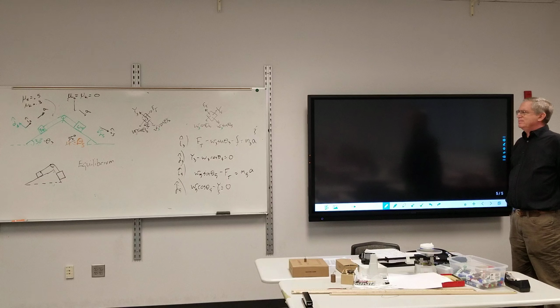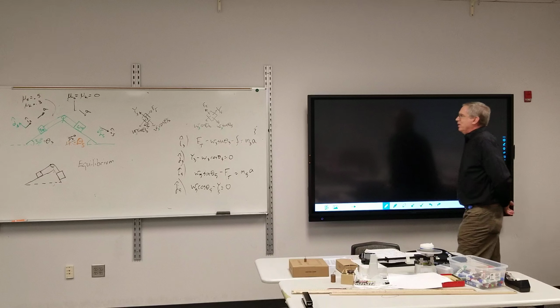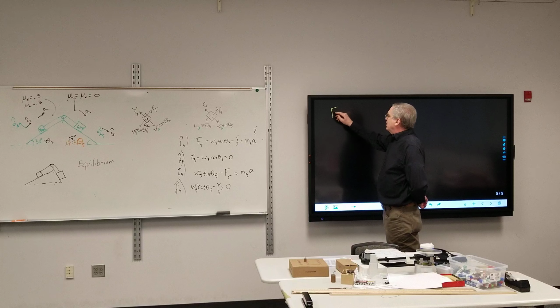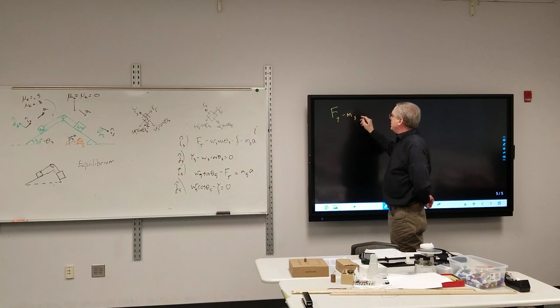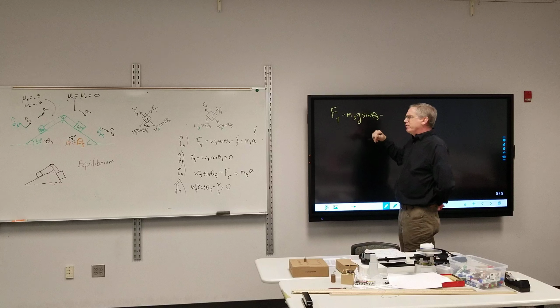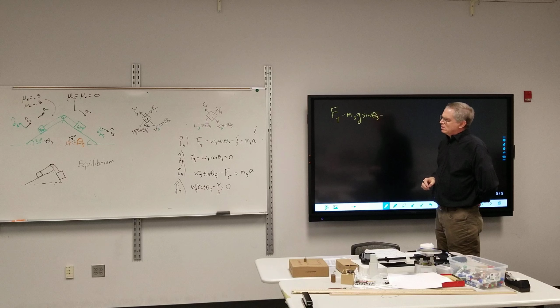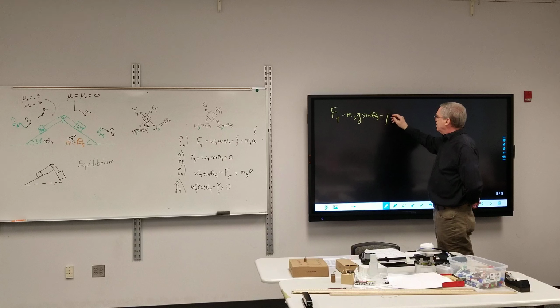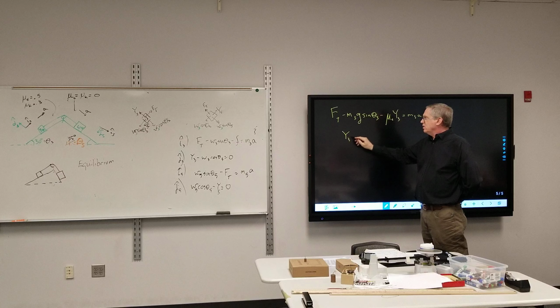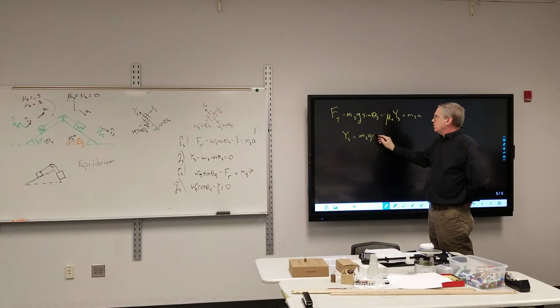Now what? Now we do substitution. So Ft minus m3 g sine theta 3 minus, what friction formula are we going to use? Static first. We have to establish is it moving or not. So mu s N3 equals m3 a. N3 is equal to m3 g cosine theta 3.